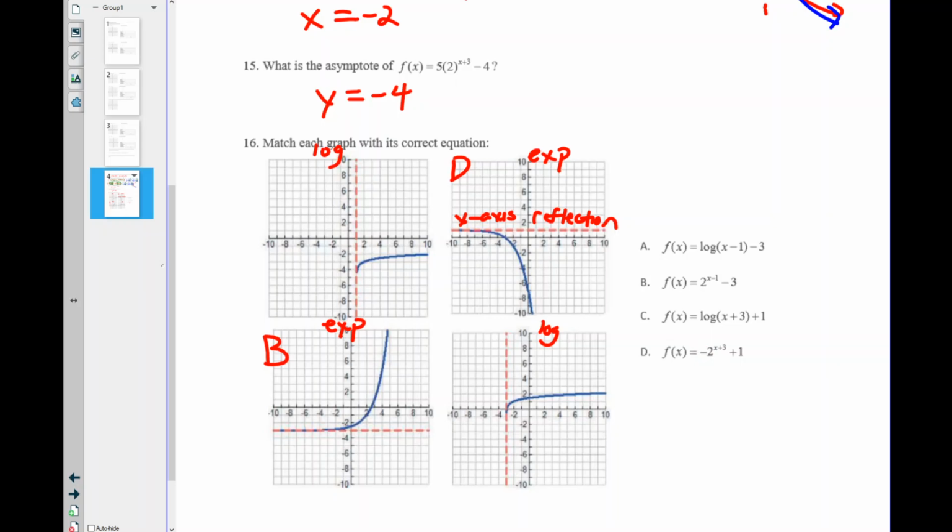How about the logs? The one on the top left, which one is that going to be, since it has a vertical asymptote at 1? Yeah, that is going to be A. So here's your vertical asymptote at 1, which would mean this last one here is C.